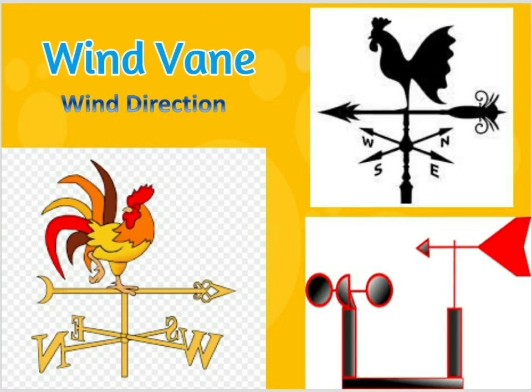Wind vane. A wind vane indicates wind direction. It tells from where the wind is blowing. Sometimes a wind vane is attached above an anemometer.